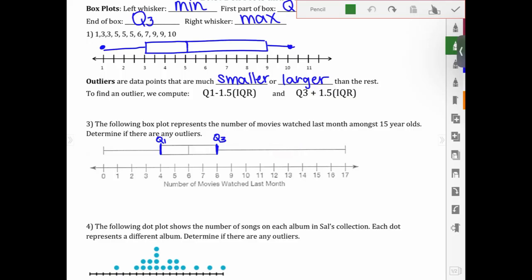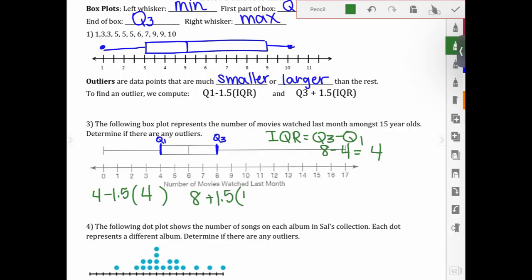So we're going to take Q1, which is 4, minus 1.5 times our IQR. In this case, our IQR is going to be Q3 minus Q1. So that's going to be 8 minus 4, which gives us 4. And then we do the upper outlier. We take 8 plus 1.5 times our IQR, which is 4. So on this one, we get -2 as our lower boundary and 14 is our upper boundary.